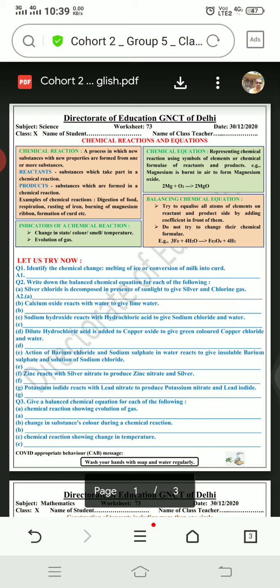Coming to the second question. Write down the balanced chemical equation for each of the following. Silver chloride is decomposed in presence of sunlight to give silver and chlorine gas. You will write the answer to this question by yourself. Calcium oxide reacts with water to give lime water. You will find the reaction in your book and write it down here. Sodium hydroxide reacts with hydrochloric acid to give sodium chloride and water. You will find this equation in the book and write it here.